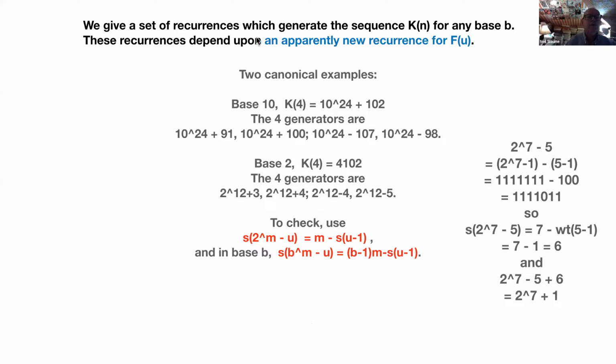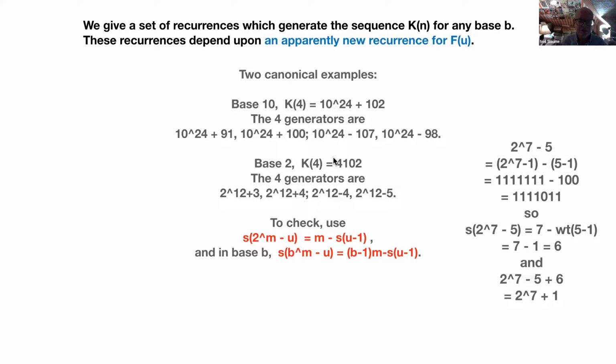And what we do is we give a set of recurrences for this. The basic thing is that we have an apparently new recurrence for f of u. F of u, we remember, is the number of inverses of u, the number of generators of u in whatever base you're working in. And to explain that, let me just give you a hint.